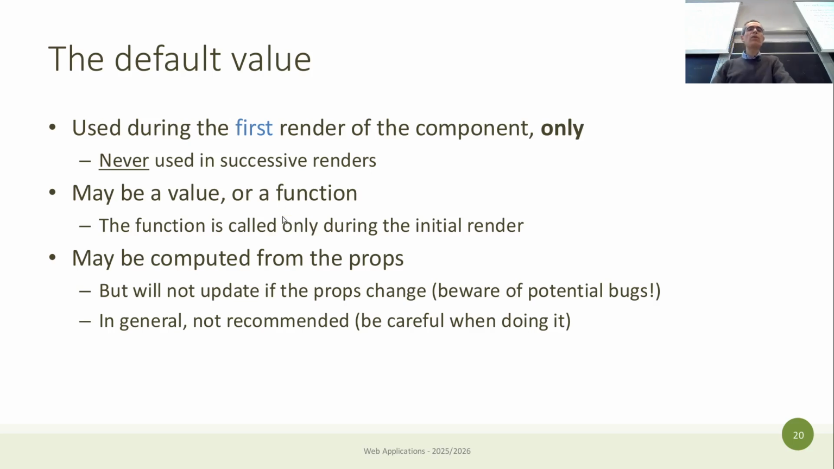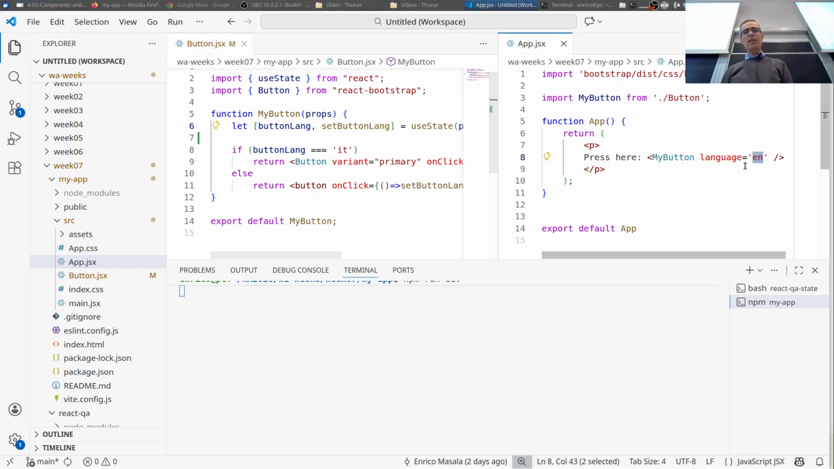Okay? Just beware of the fact that you might have bugs. Okay? So just pass normal values: booleans, numbers, strings, arrays, and objects. Okay? They may be computed from the props as we saw during the example, but it will not update if the prop changes. Beware of potential bugs. And in general, it's not recommended, or I would say this is a weak recommendation. In general, not recommended, or you can do it, but be careful when doing it, okay, as in the example.